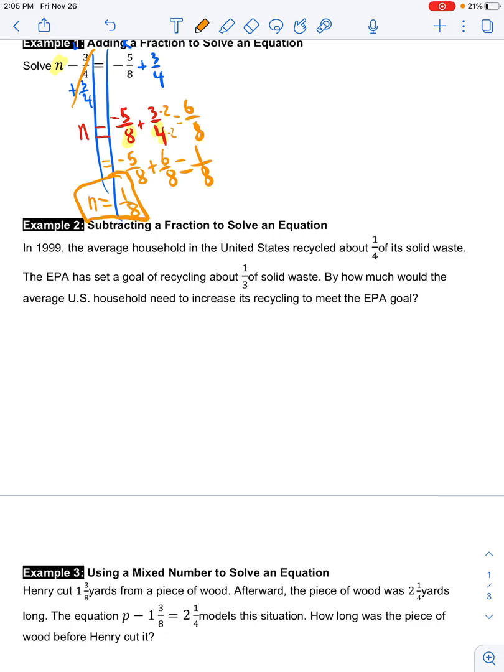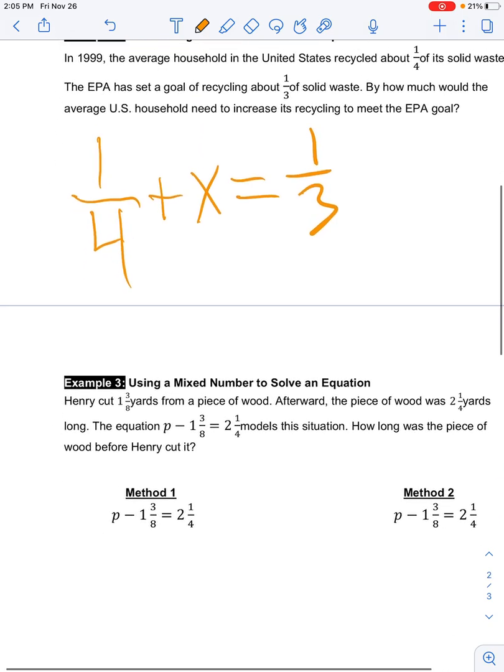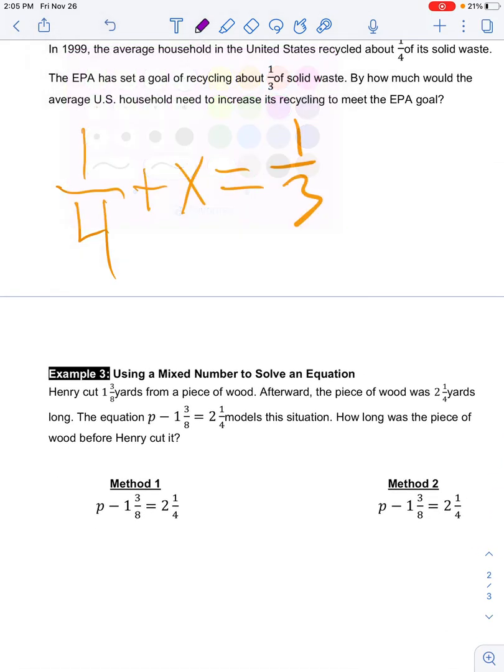In 1999, the average household in the United States recycled about 1/4 of its solid waste. The EPA has set a goal of recycling about 1/3 of solid waste. By how much would the average household need to increase its recycling to meet the EPA goal? According to this data, right now we're at 1/4 solid waste recycling. We need to add something, to increase it, because we're not sure how much yet. But we know we want to end up at 1/3.